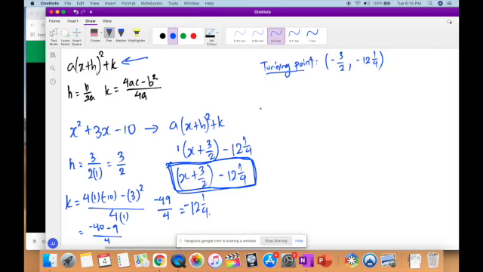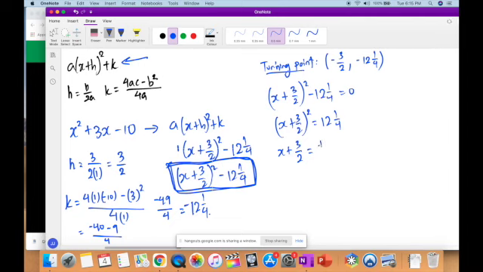What do we need? We need the roots. We could find the roots in two ways. We could just factorize, or we could use this completing the square formula. So x plus 3 on 2, oh, this is supposed to be squared, by the way, squared, minus 12 and a quarter is equal to 0. So x plus 3 on 2 squared is equal to 12 and a quarter. Therefore, x plus 3 on 2 is equal to plus or minus the square root of 12 and a quarter.